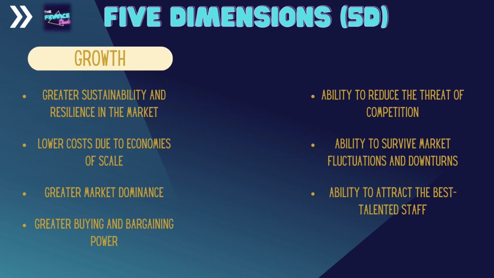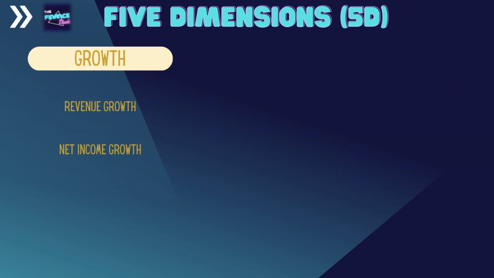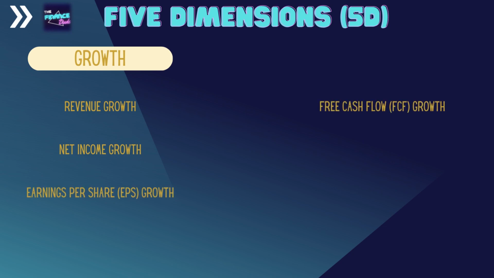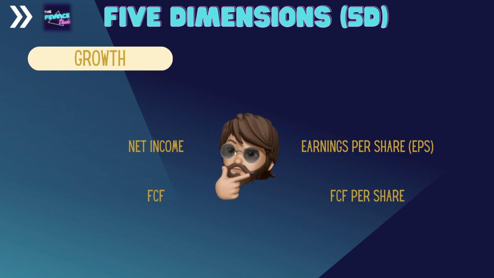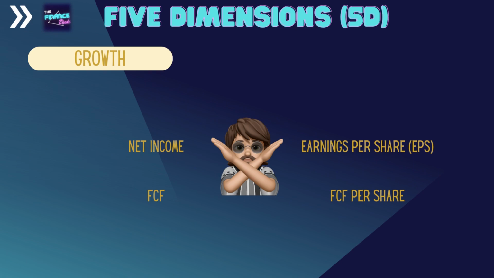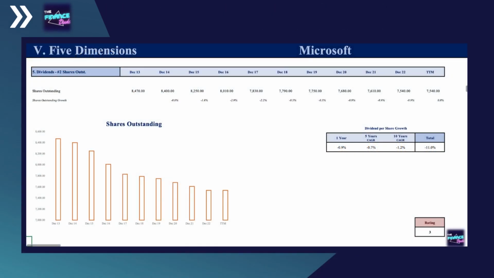In this dimension, I will analyze the growth in revenues, net income, earnings per share, free cash flows, and free cash flow per share. One might think that net income and EPS growth, and free cash flow per share growth, is the same. However, growth in net income doesn't always translate into growth in EPS. I will elaborate on this further ahead when I discuss shares outstanding and the dilution and buyback concepts.